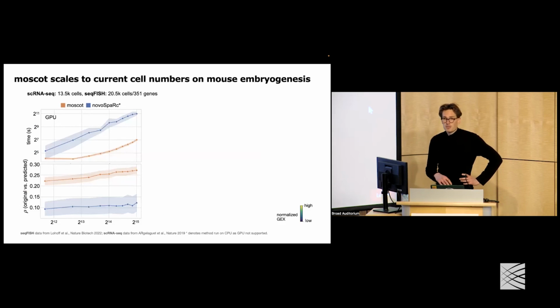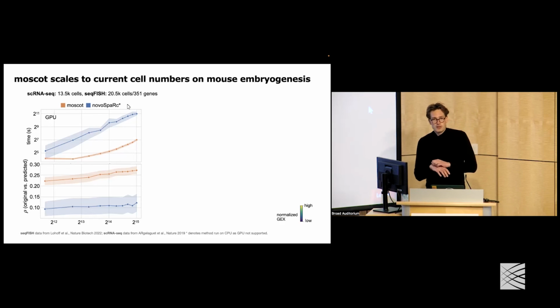So here's a benchmark that we did using Moscot, and we benchmarked against the original NovoSpark, which solves the same fused Gromov-Wasserstein problem, but using different cost matrices. Marco talked a lot about the importance of these cost functions. The cost function is defined a bit differently in NovoSpark than it is defined in Moscot. And also Moscot uses OTT under the hood, which enables the GPU acceleration and so on, as we saw before.